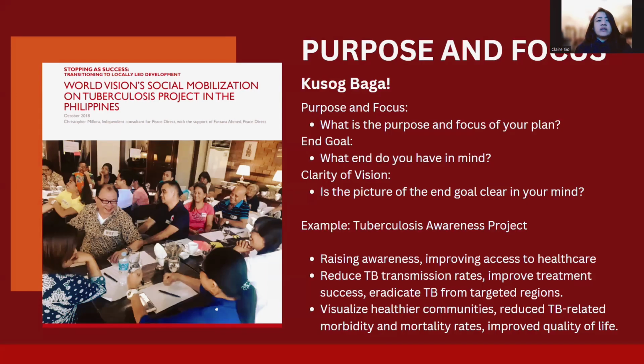Now that we understand the basics of project plans, let's dive into the purpose of your specific plan, whether it's about ending tuberculosis or any other endeavor. Firstly, we must identify the purpose and focus of our plan, outlining primary objectives and areas of emphasis. Next, we determine the end goal, aiming for specific outcomes such as reducing TB transmission rates or improving treatment success.